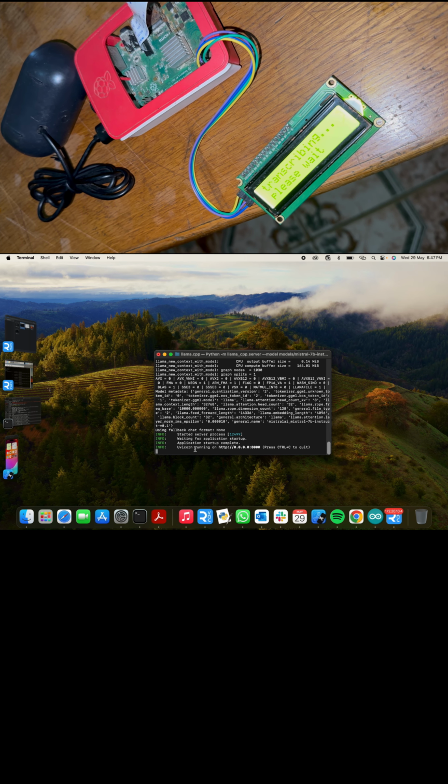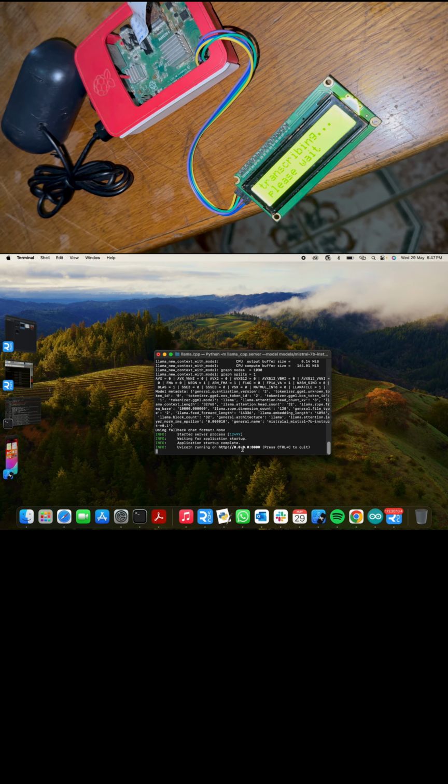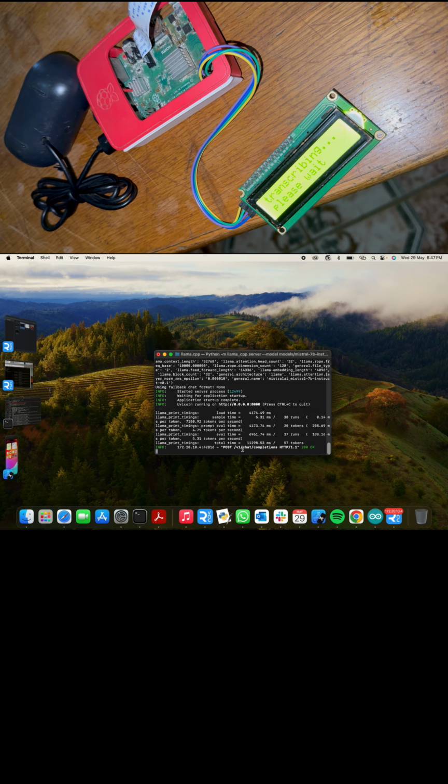We should see that it's starting to communicate with the server. We'll get something here, a log. We should see that shortly. There it is.